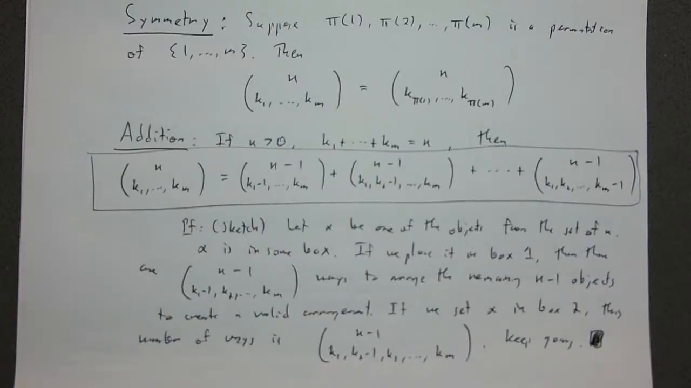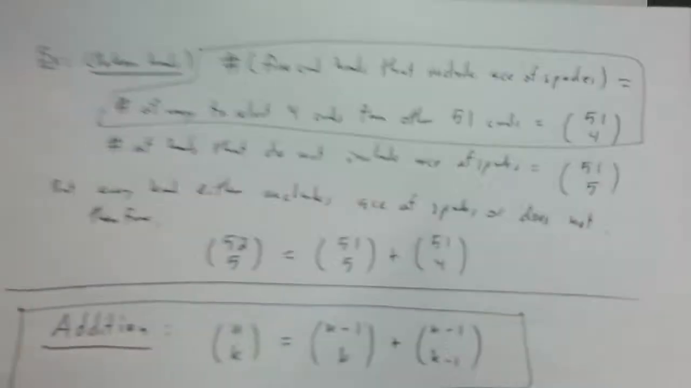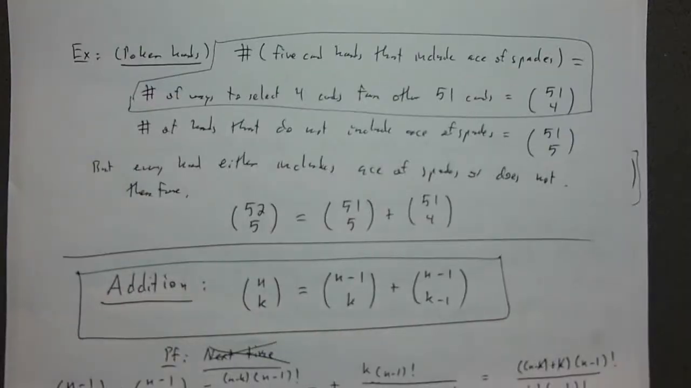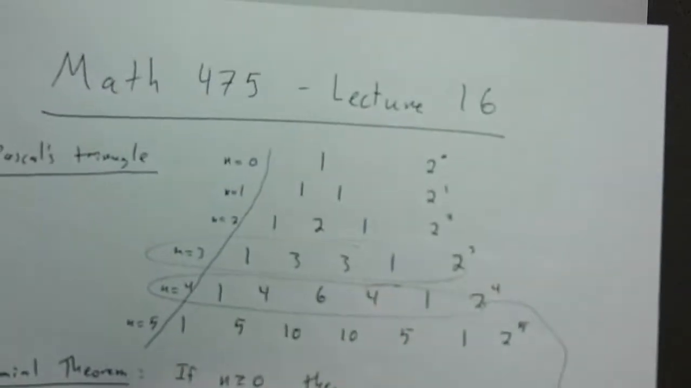All right. So previously, when we had this addition formula for binomial coefficients, the very next thing we did was generate Pascal's triangle using it, right? So we used this addition formula to generate Pascal's triangle.